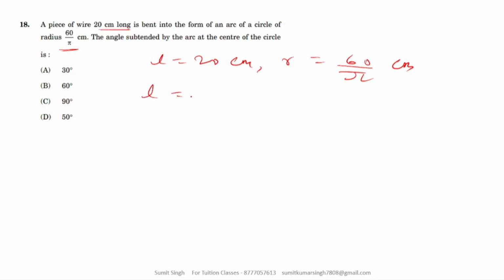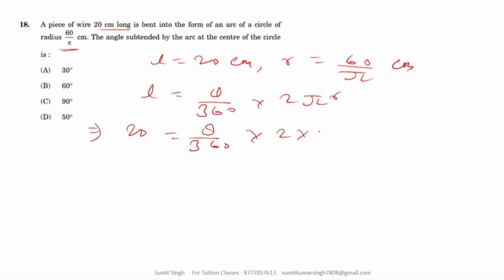The formula is L is equal to theta by 360 times 2 pi r. Now we will substitute the values. We have 20, theta that we need to find out, by 360 degrees, times 2 times pi, and the value of r is given as 60 by pi. One more thing, this pi and this pi will cancel out. So after the simplification, we will get the value of theta as 60 degrees. That will be our correct option, option number B.